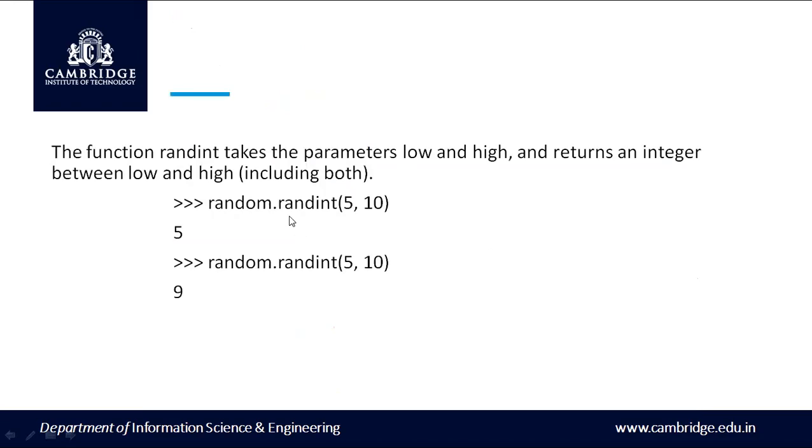Also we have randint. If we want to generate integer numbers within a range, you can see here the range is 5 and 10. If you want to generate a random number, you use the random function, and also randint, which generates an integer number. If I execute this statement, the first time it produces the random number 5. The second time when I execute the same statement, it produces the random number 9.